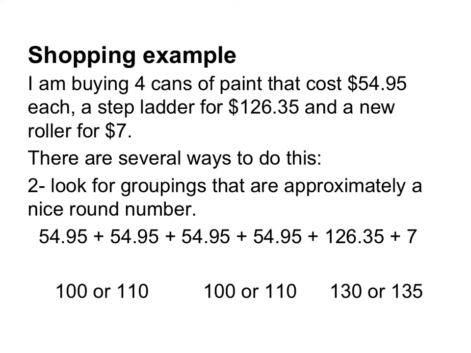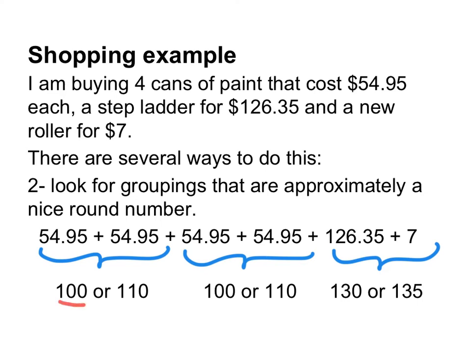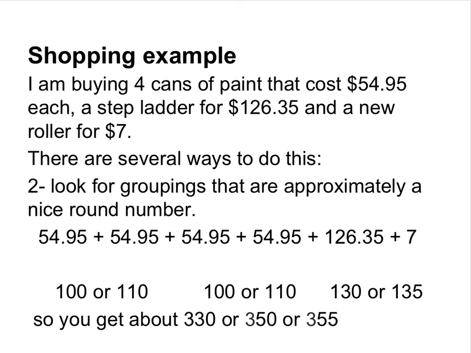So here we grouped the first ones to get 100 or 110, the next two 100 or 110, here 130 or 135. So now my addition becomes much easier. If I have 100 plus 100, that's 200, plus 130, that's 330. Or if I use some combination of those, depending on how you rounded it, you're getting 330, 350, 355, all of those numbers and any number close to those, they're in the ballpark, right? They're a good approximation of how much you're going to have to pay if you're going to buy the paint, the ladder, and the roller.